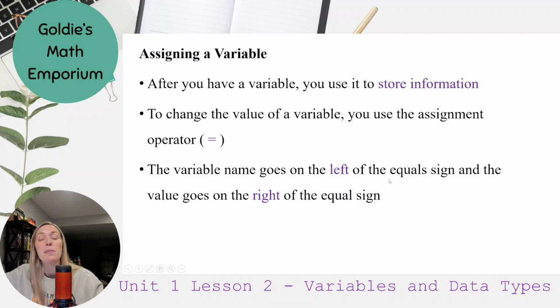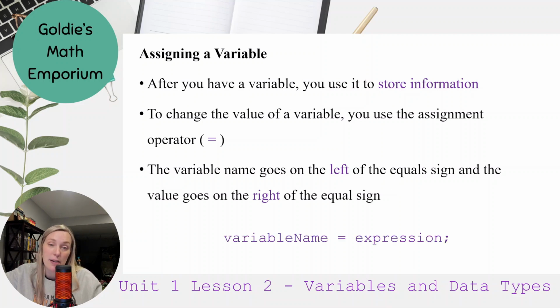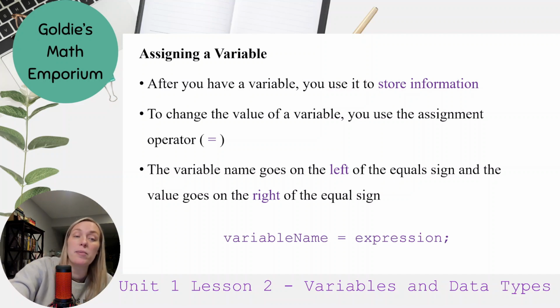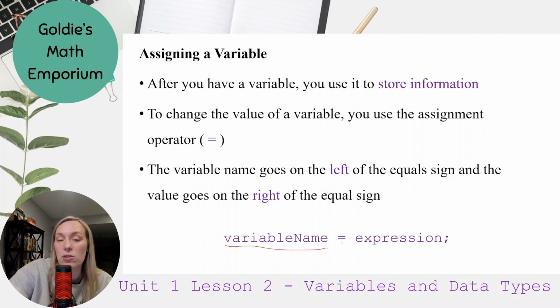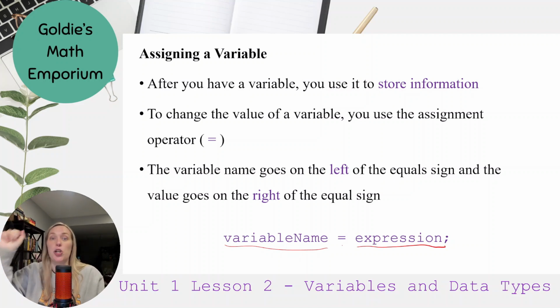The variable name will go on the left of the equal sign, and the value goes on the right of the equal sign. And that's very important. The order of that is very important, and it absolutely matters. On the left is the identifier name, and on the right of the equal sign is the data you give it. Okay. So this is what it looks like. You use the variable name on the left, the equal sign, and then I say expression, but again, it's whatever data you're going to give it.